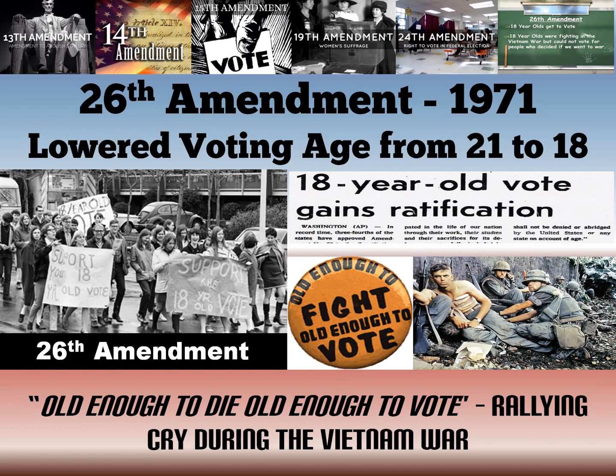So you had students all across the country advocating for this change, and eventually it happened in 1971 with the adding of the 26th Amendment, which is basically where they lowered the voting age from 21 to 18, which is where it stands now.